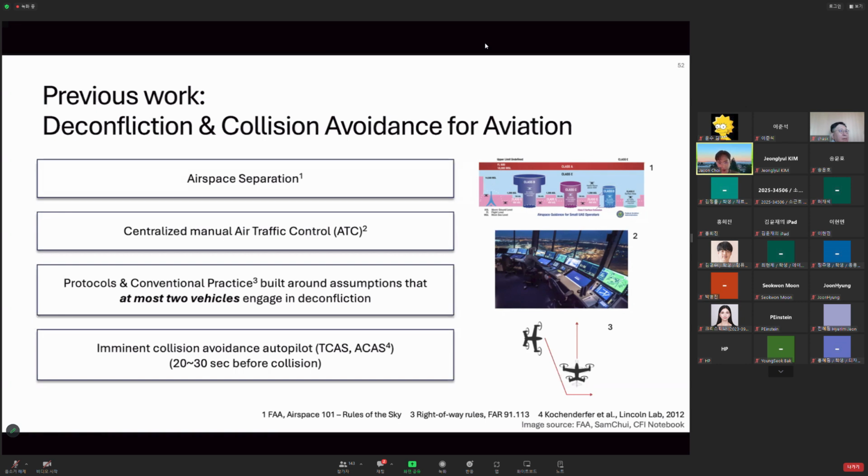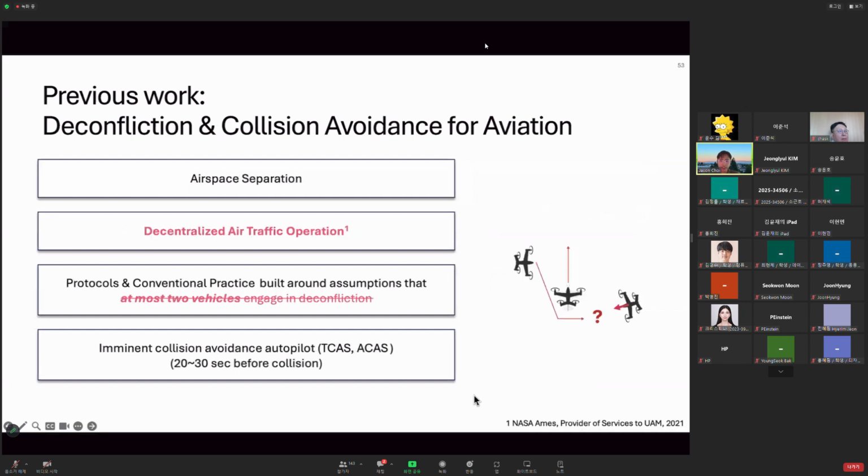But the new challenge for this advanced air mobility era is that, for example, NASA and the FAA have announced that they will open up a private market for services for this air mobility, such as air traffic operation, so that this air traffic operation will be decentralized. And since we'll have a much higher volume of vehicles within the same airspace, there will be multiple vehicles engaging with each other. And these protocols or collision avoidance modules are built around an important assumption that at most two vehicles engage in the confliction simultaneously. So what happens if there's a third agent? It's an open question. Of course, we haven't seen any accidents like this yet, but this is definitely the main concern for this high density air traffic operation.